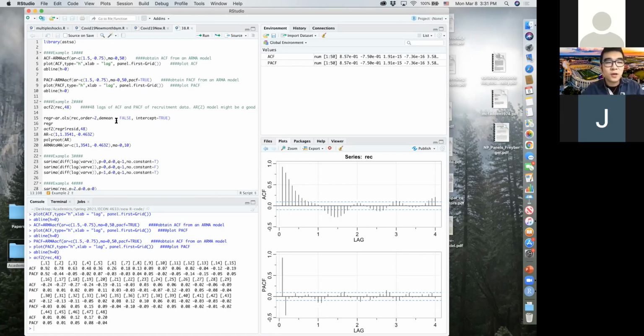To fit this model, we use this code called AR.OLS. Even though this is not a very good code, we will discuss more about the estimation later. But for now, let's just use this AR.OLS code. It's like the AR-OLS regression. Here we use the recruitment data. The order is number 2 because we consider an AR2 model. We do not demean the data, so we need to include the intercept.